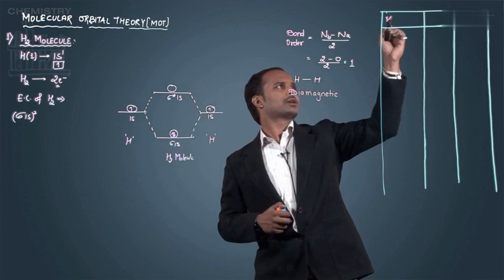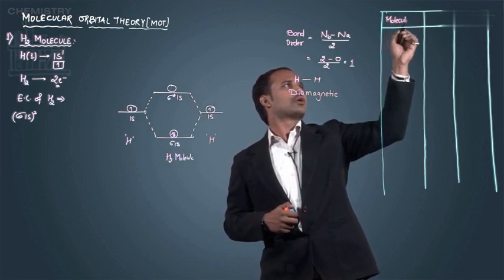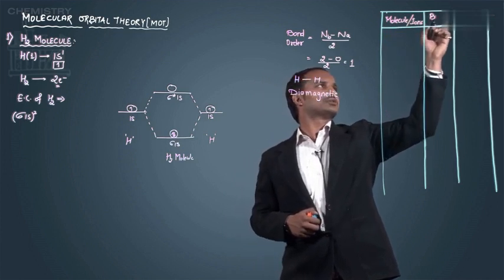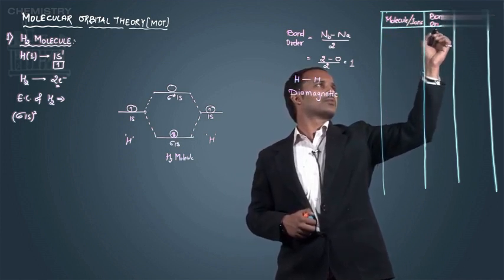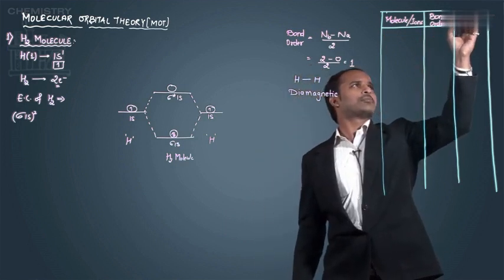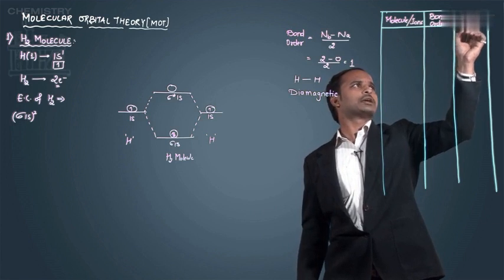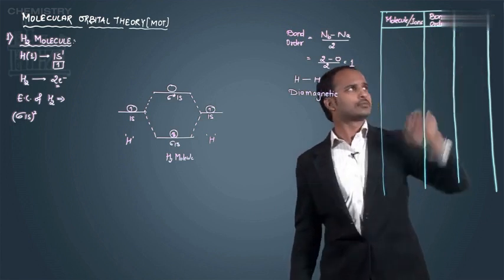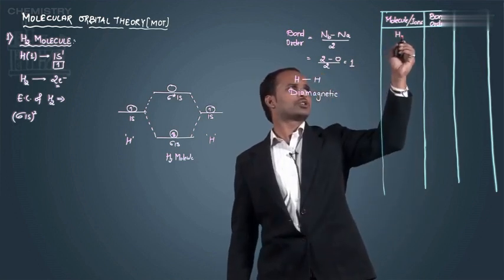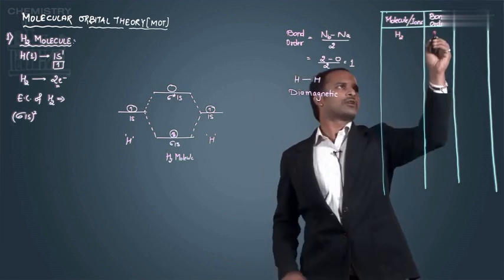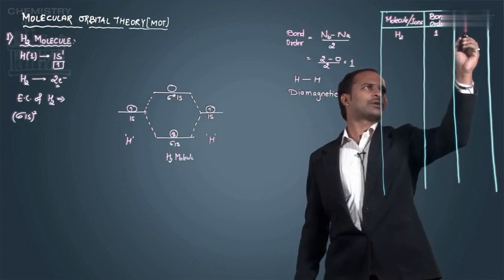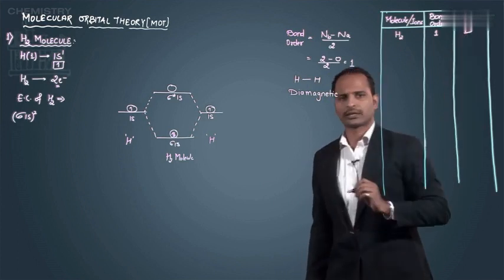So here, for the molecule or ions, we look at bond order and magnetic behavior, paramagnetic nature. We did this for the H2 molecule. For the H2 molecule, the bond order I got is 1. Paramagnetic or diamagnetic, I can say it's diamagnetic. So for diamagnetic, I'm just writing D. D stands for diamagnetic.